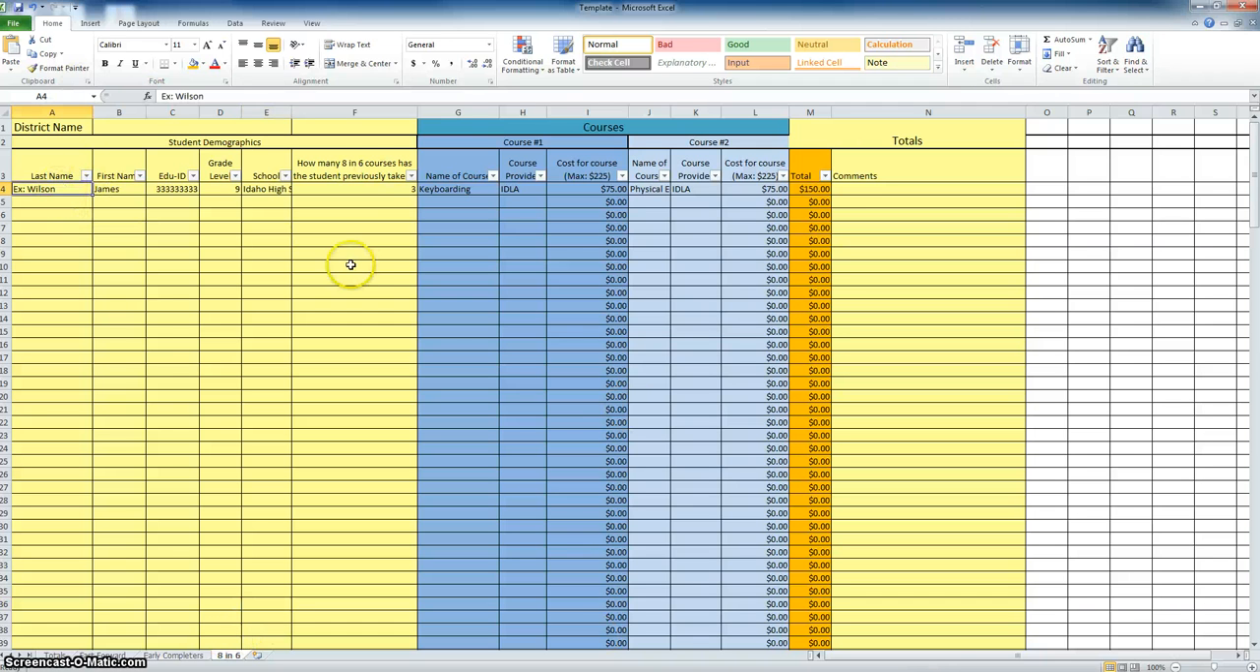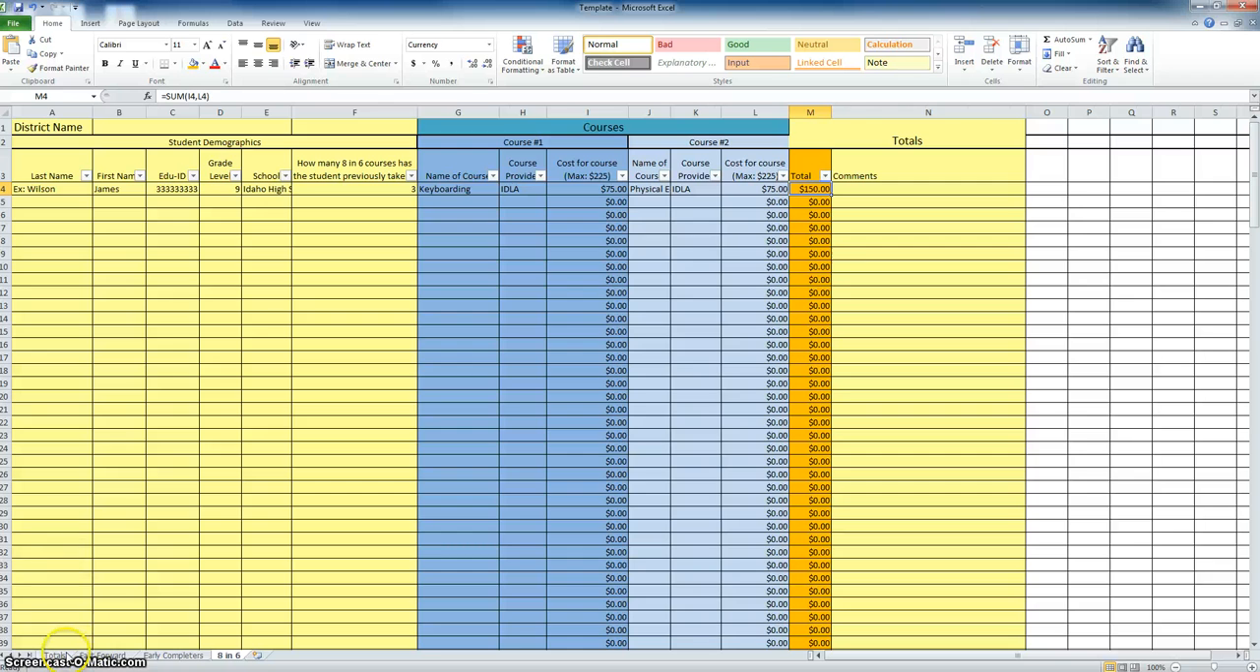And finally, we'll go to 8 and 6, and this one has a lot less information that's required. Here I have a James Wilson, his EDUID, his grade level, and what high school he attends. And in column F, I need to report how many 8 and 6 courses James has previously taken. So he's already taken 3. He's eligible for up to 8 over the course of his lifetime. And so now I'm going to report a keyboarding course through IDLA, which is $75, and a PE course through IDLA at $75. And so the State Department owes us $150 for James Wilson for his 8 and 6 courses.